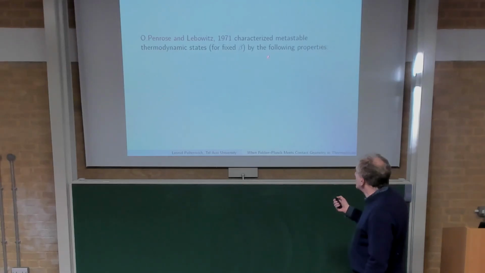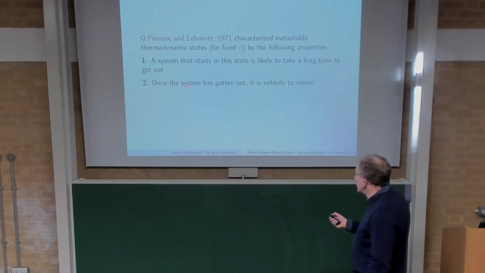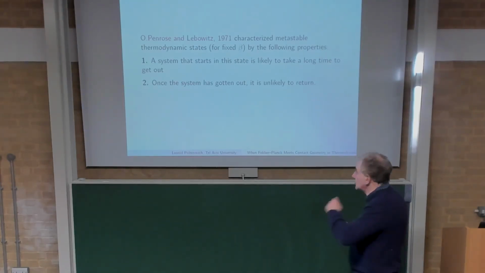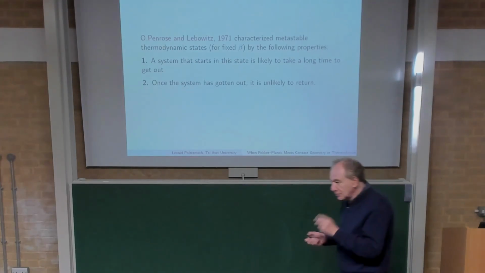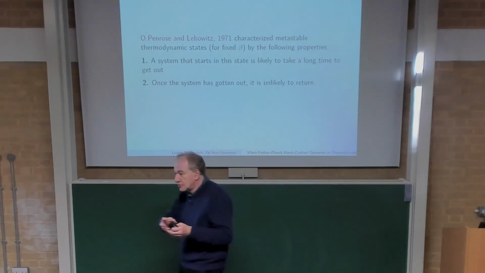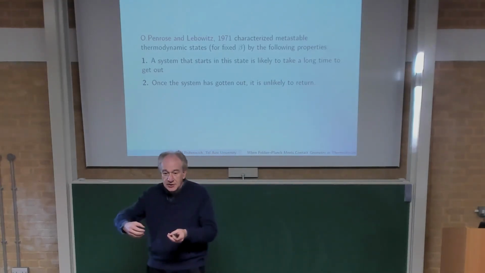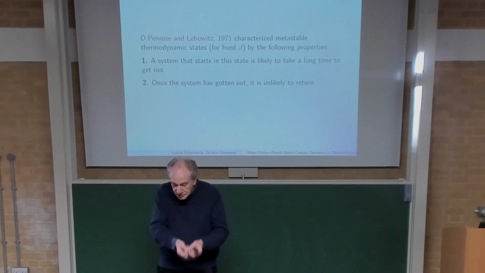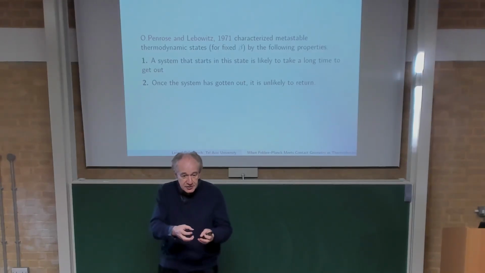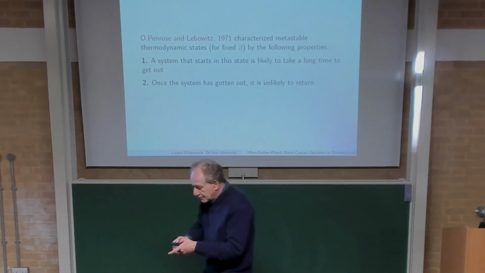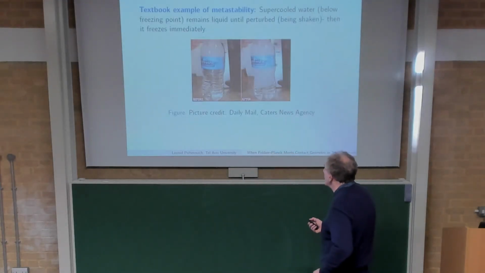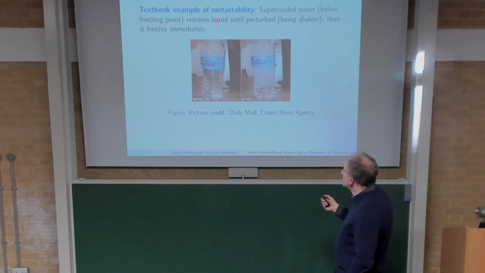So metastable thermodynamic states are characterized by the following properties. First of all, if a system starts in this state, it is likely to take a long time to go out, and when it has gotten out, it is unlikely to return. So somehow it's a fake equilibrium. You have this evolution in the space of measures, and your system spends a huge amount of time near some fake equilibrium and then goes to the actual equilibrium. So this is a textbook example of metastability.